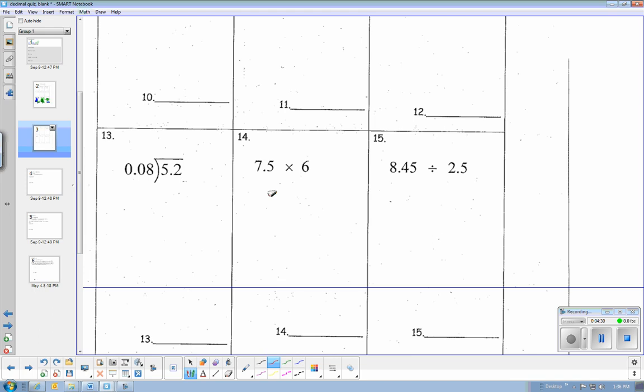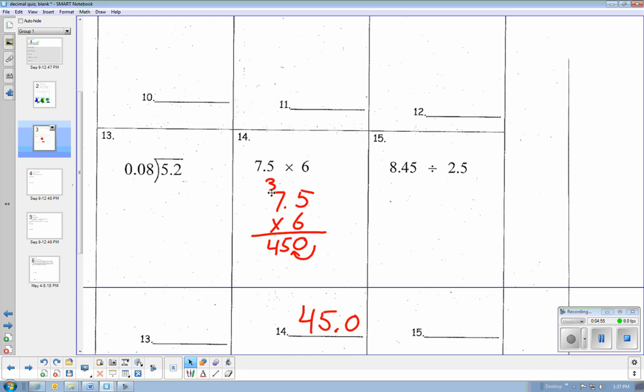So the same thing, 7.5 times 6. 7 times 5 is 30. 7 times 6 is 42, plus the 3 is 45. And we only move the decimal over 1 place. So our final answer is going to be 45. We don't need to say 45.0, but that's okay if you do. It means the same thing. And that's multiplication.